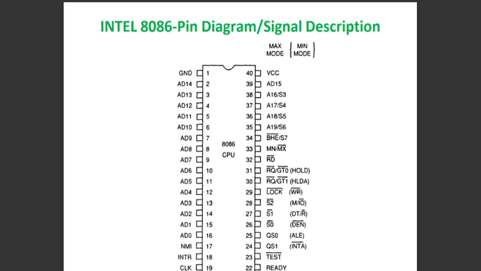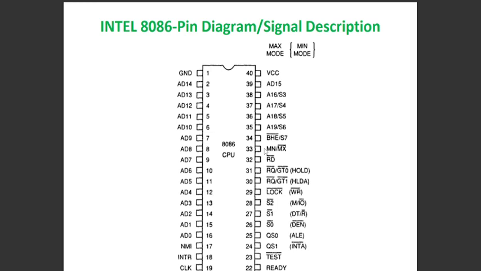Now we'll discuss the address and data buses AD0 to AD15. These are 16 address/data buses. AD0 to AD7 carries low order byte data and AD8 to AD15 carries higher order byte data. During the first clock cycle it carries 16-bit addresses and after that it carries 16-bit data.